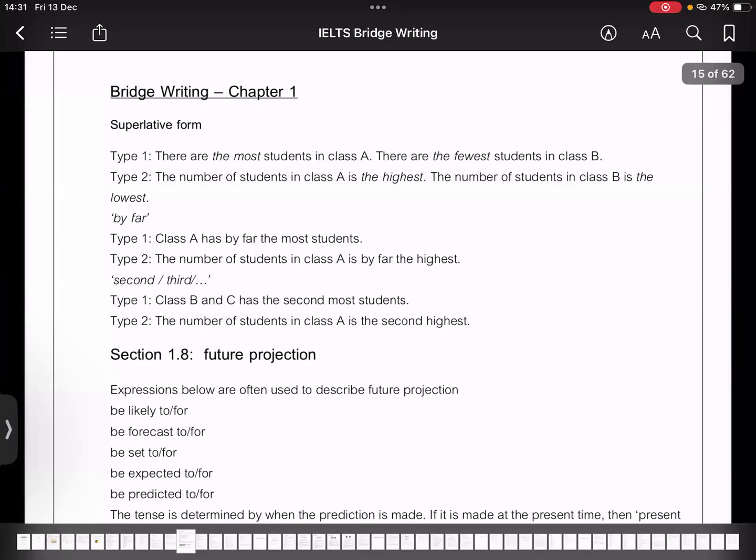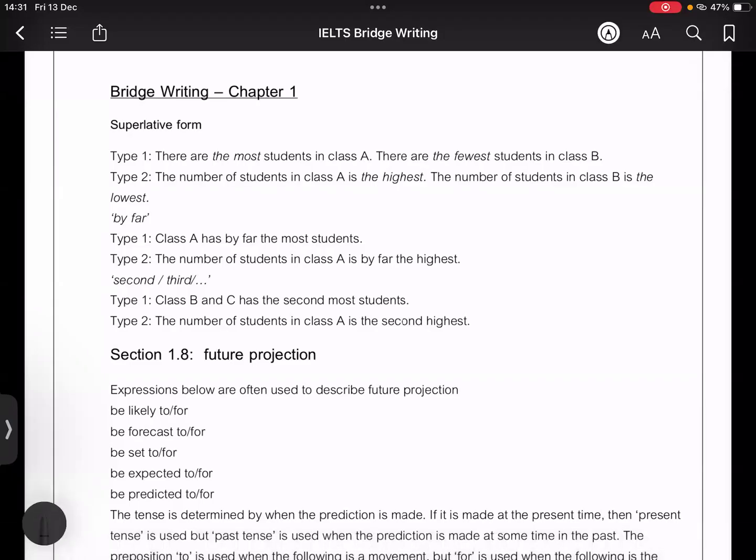If you want to paraphrase, you can say the number of students in class A is the highest. Likewise, you can say the number of students in class B is the lowest. So type 1 and type 2 adjective, you can use them for paraphrasing. When you want to create a variety in your use of language, you can switch back and forth between type 1 and type 2 adjective.